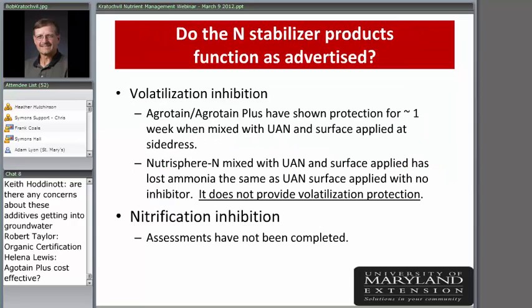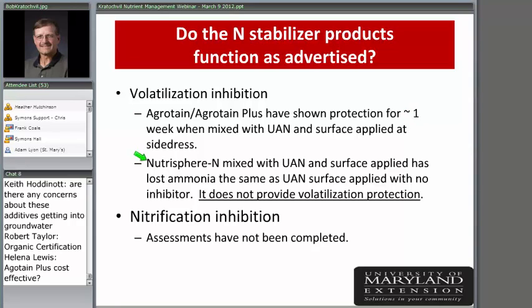So what does all that mean? Well, let's go back over the questions we started with that were the objectives of this research. Question number 1, do the stabilizer products function as advertised? Volatilization inhibition. Agrium Plus had shown protection for about a week when mixed with UAN and surface applied. This is how those 2 products are promoted.